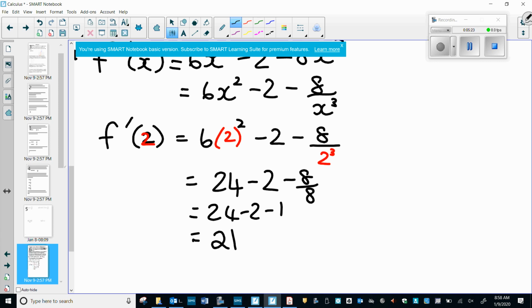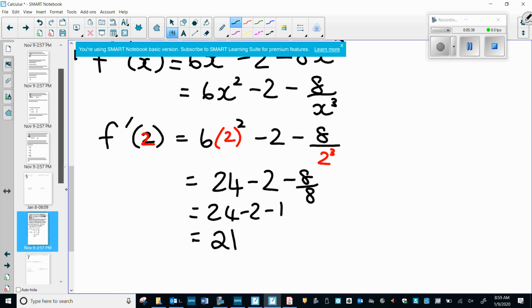Okay, so at the point (2, 13), on this particular function, the gradient would be very, very steep. It's going to be 21. Okay, so it's a positive, very steep gradient.